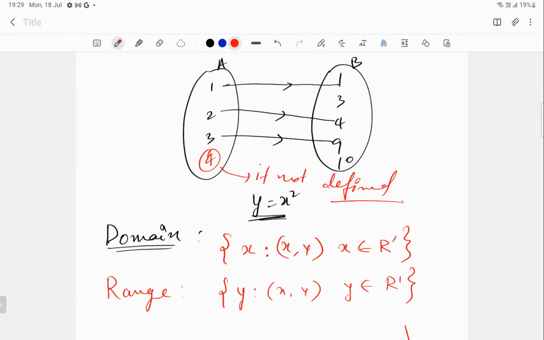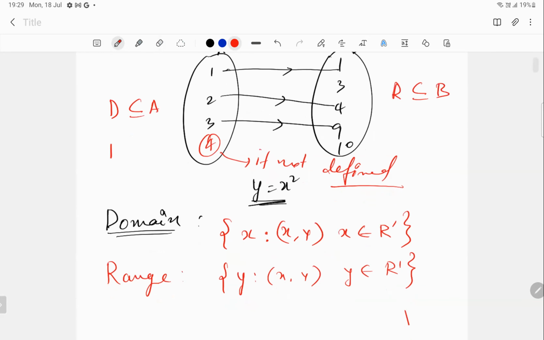Okay, there is something called codomain. Now, first write: domain is a subset of A. So let's write D for domain, a subset of A, and range is a subset of B. Okay. All right.